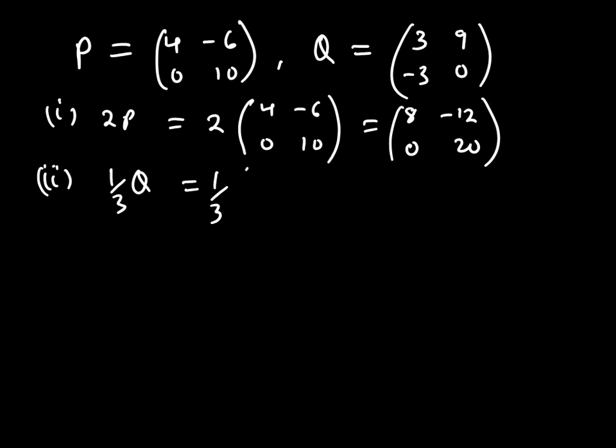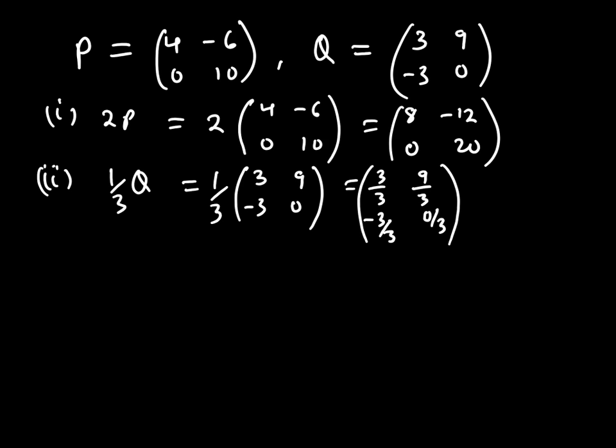Just multiply each of the entries of Q by a third. 3, 9, minus 3, 0. This is 3 over 3, 9 over 3, negative 3 over 3, and 0 over 3. But knowing that 0 divided by anything, you get 0, this is 1, 3, negative 1, 0. Okay, we have that solved.